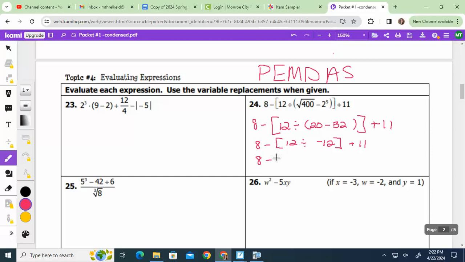All right, 12 divided by negative 12. So 8 minus negative 1. What happens if you have a minus and a negative? So 8 plus 1 plus 11 plus 16. And we get? 1. Let's go down to problem 27 next.